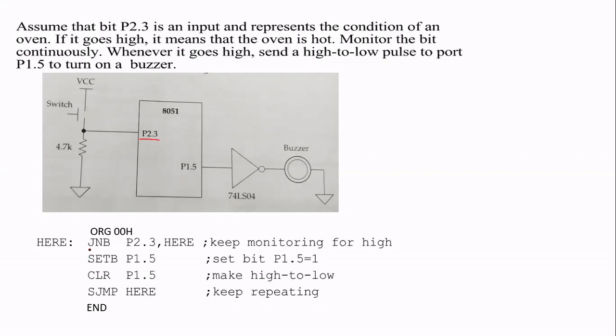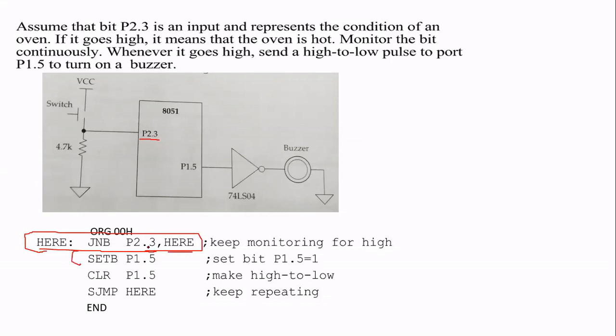So JNB again, jump if the bit is not set. If the bit is not set, I am monitoring. I'm looping here only, where "here" is the instruction itself. So I'll be looping at this instruction continuously till the bit is 1. If the bit is 1, only then will I come out of this loop. If the bit is not 1, I'll stay in the same loop.